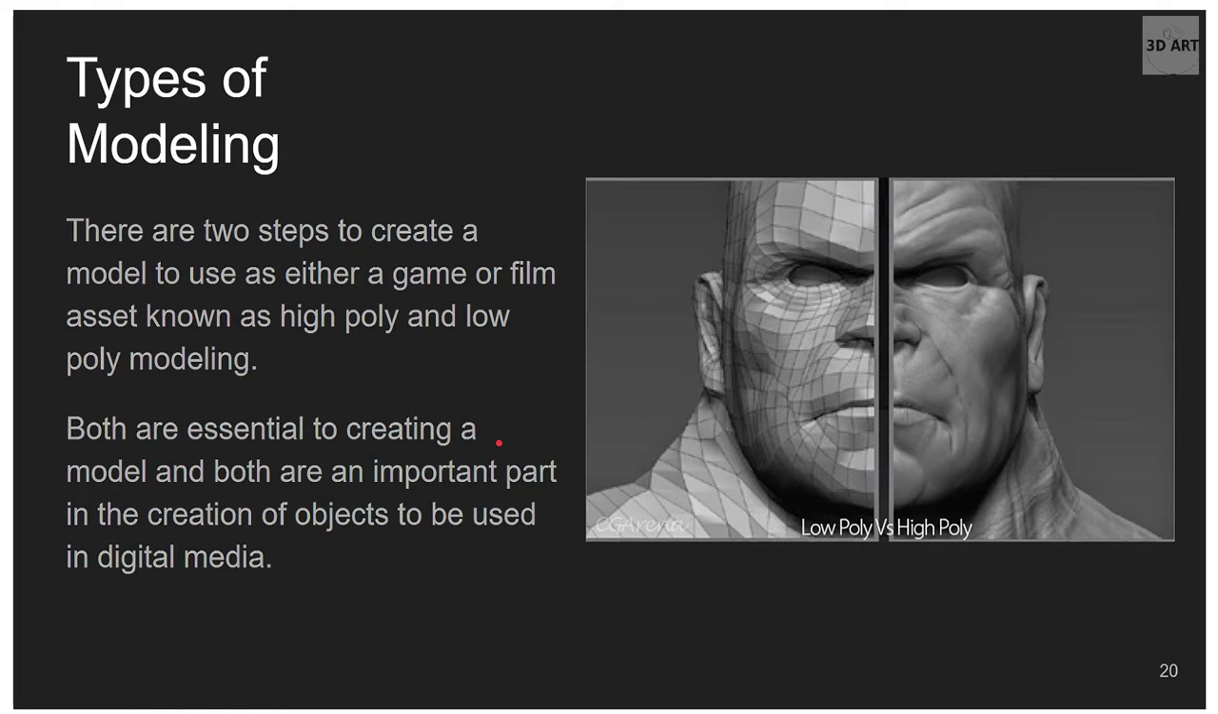All right. So there are different types of modeling, right? What you guys are currently doing right now is the high poly model. There are two steps to create a model to use as either a game or a film asset, known as high poly and low poly modeling. Both are essential to creating a model, and both are an important part in the creation of objects to be used in digital media. All right? Right now, what you guys have been tasked to create is the high poly model. You guys are still creating your high poly model right now, because some of you are having issues. Some of you have finished your high poly model.